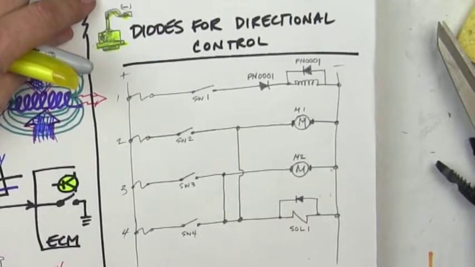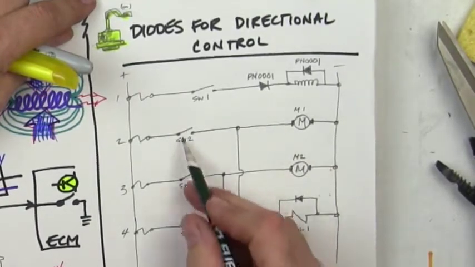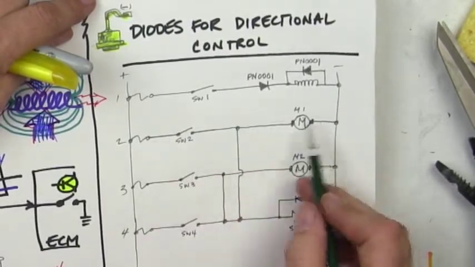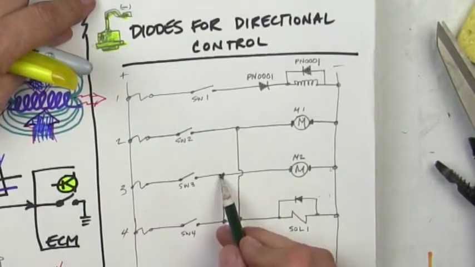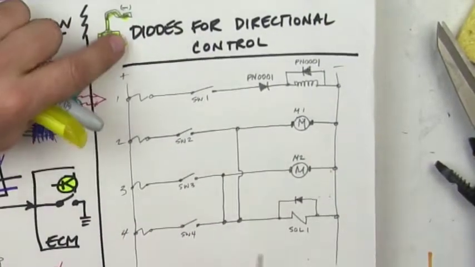All right, so now we've got a problem though, because everything's turning everything on. No matter what you turn on, everything turns on. So this switch would turn on this motor, this switch would turn on this motor, this switch turns on that solenoid, turns on that motor, turns on that motor. Okay, so no good, we can't do that.